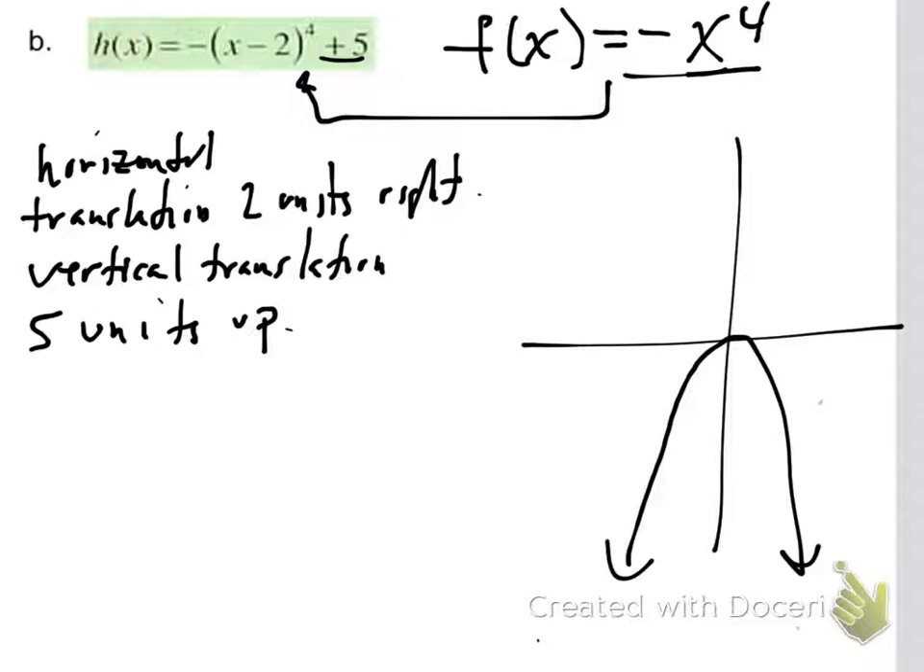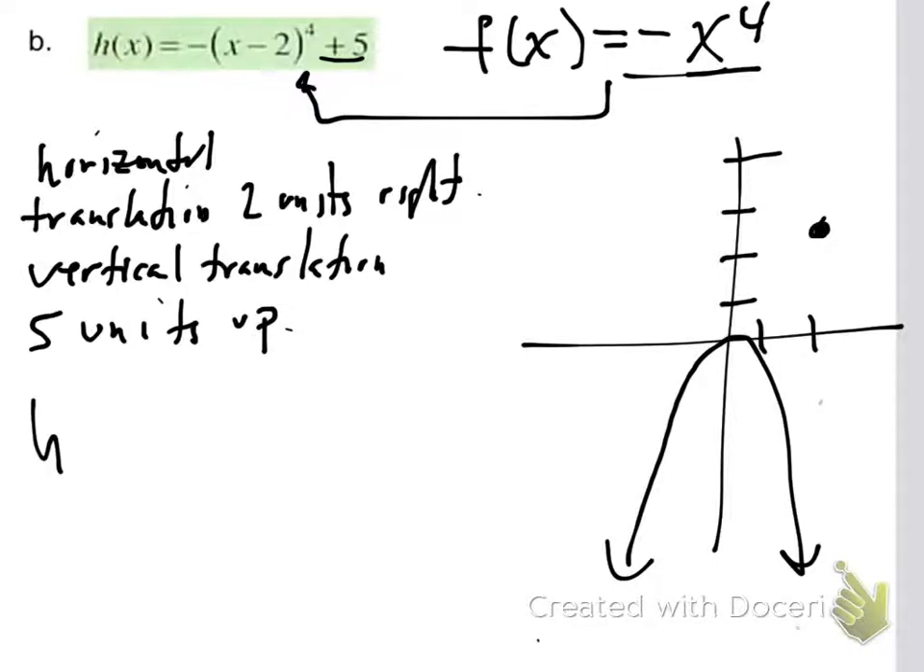Alright, there's a rough sketch of negative x to the 4th. I'm going to take this vertex and move it 2 units right, and then 5 units up. I'm going to go by 2's on the y-axis. So over 2, up 5. That puts me there. And then let's compute the y-intercept so it's accurate.